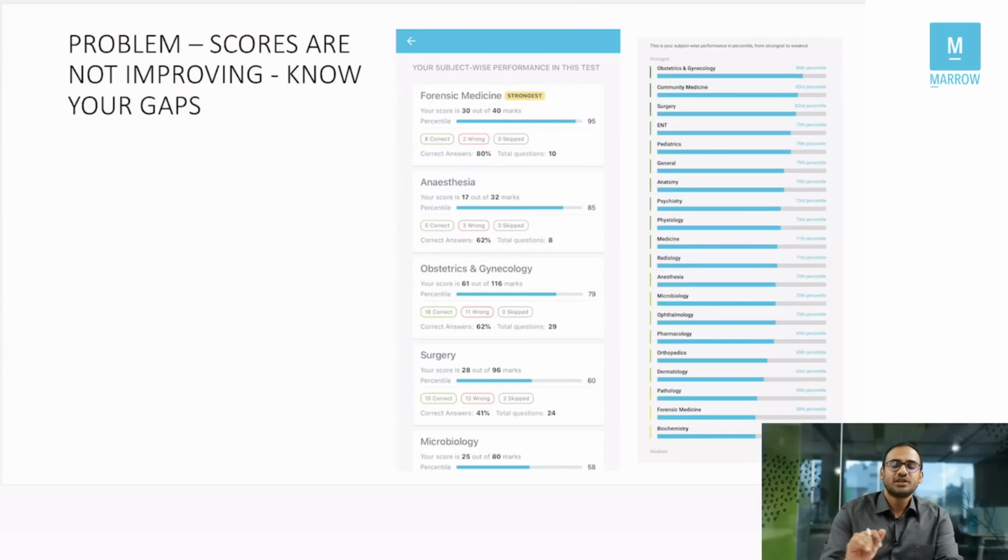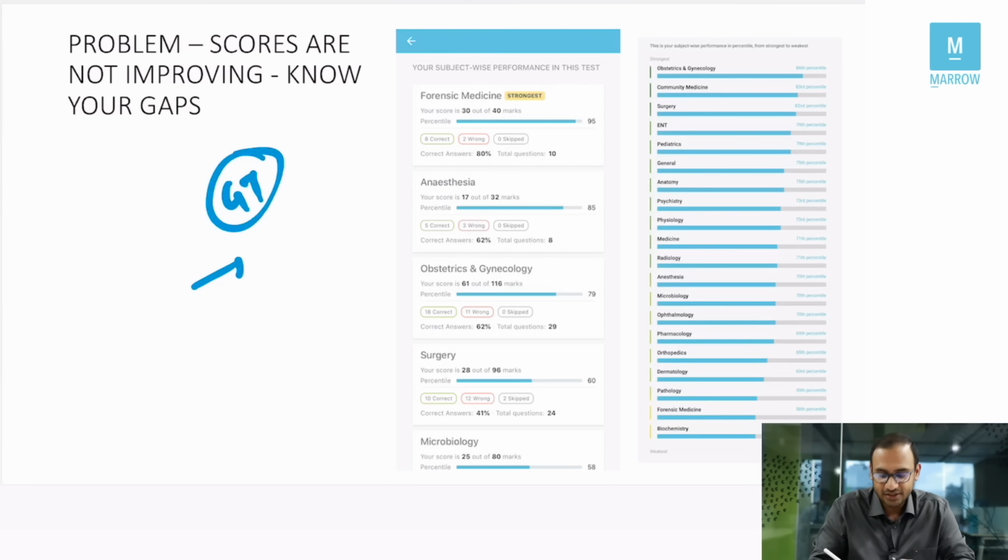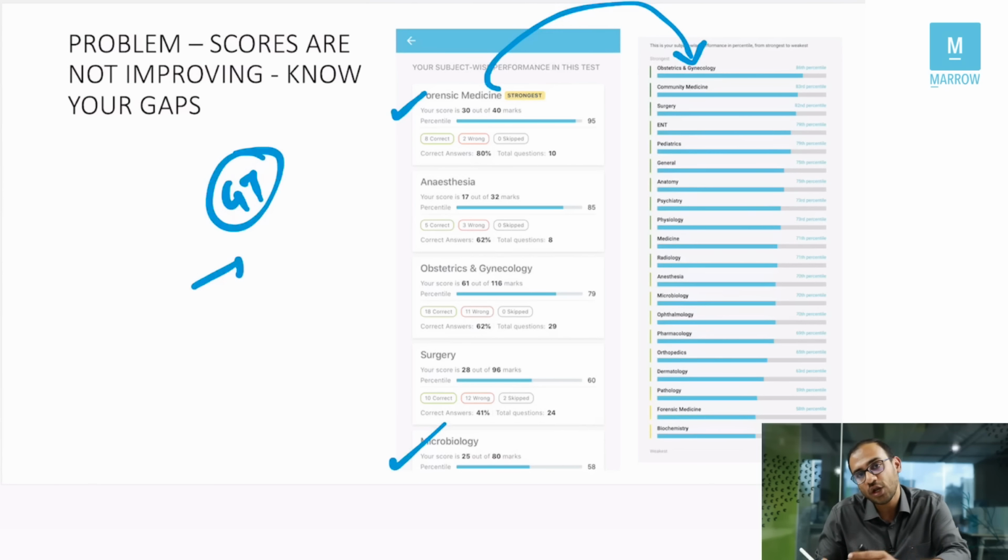So if your scores are not improving, the simple solution is to find out what your weak areas are. Now, how will you find out your weak areas? This is the question, how to identify your weak areas. Now we have data with us. We have technology here that will help us identify our weak areas. Now you have two analytics in front of you. So suppose you write one GT and you get this GT breakdown, this test breakdown telling you what is your strongest subject and weakest subject. Now contrast this analysis with your overall analysis.